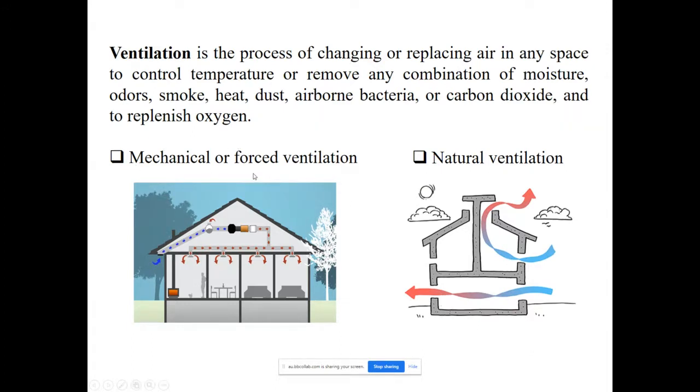For ventilation, we have mechanical ventilation. For mechanical ventilation, we have to use a designed fan and ductwork system to remove the contaminated air. And nowadays we talk about natural ventilation, where we try to use natural resources to remove the contaminated air by replacing it with outdoor fresh air.